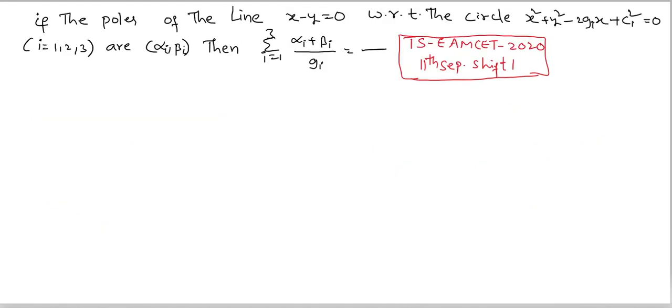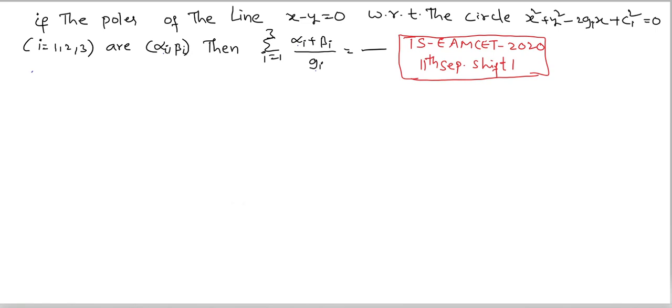If the poles of the line x minus y is equal to 0 with respect to the circle x square plus y square minus 2gi x plus ci square is equal to 0, where i is equal to 1, 2, 3, are (alpha i, beta i), then the value of the sum for i equal to 1, 2, 3 of (alpha i plus beta i) by gi is equal to dash. This is a TS EAMCET 2020, 11th September shift question.